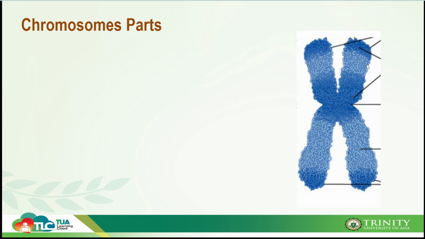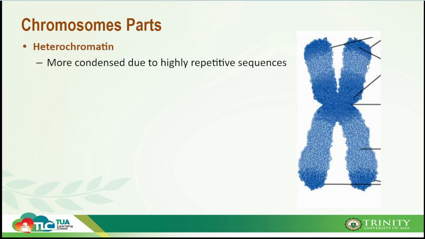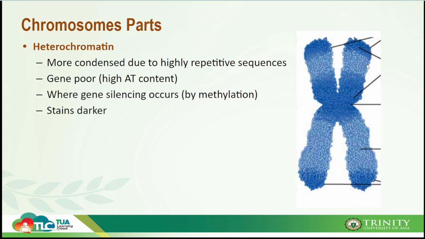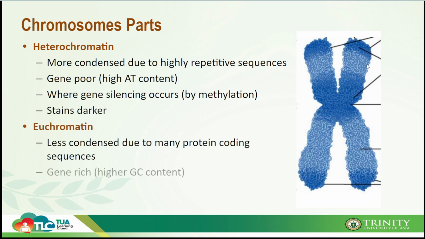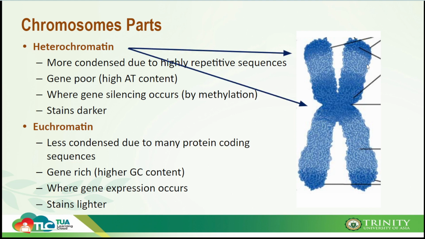Now, let's dissect the different parts of our chromosome. First, we have the heterochromatin, which is the darker staining part of our chromosome. So I decided to show everything so I can point it out to you. Ayan. So the darker ones, we call it heterochromatin. Why do they appear darker? Or why do they stain darker?